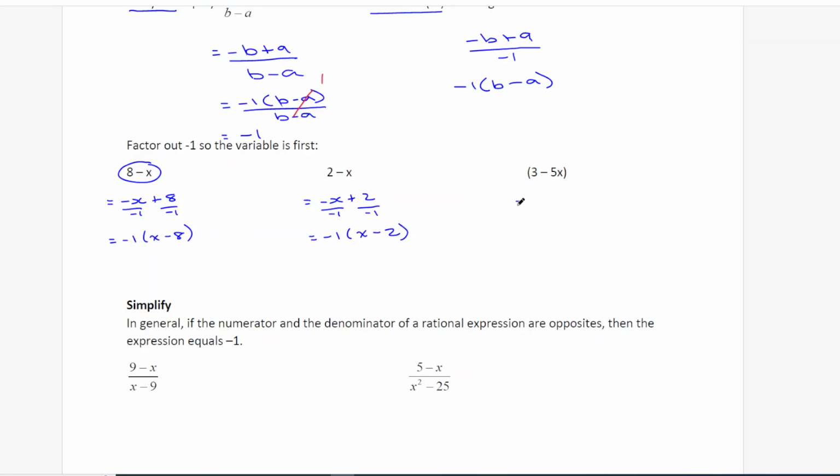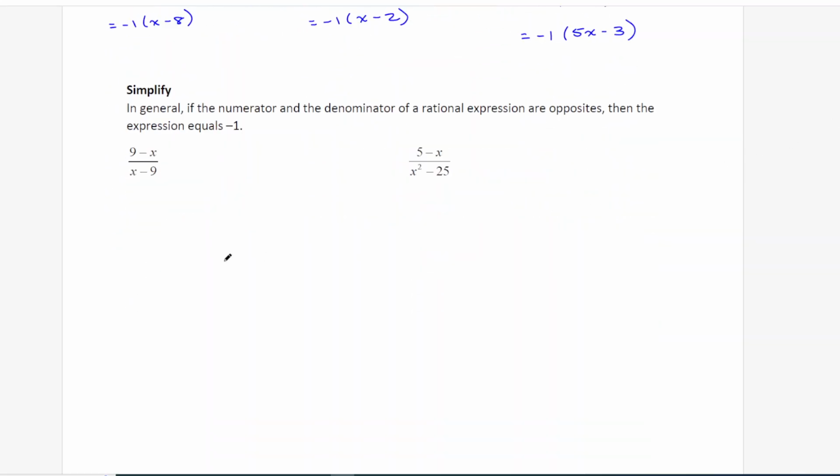For this one as well, right, we have 3 minus 5x, which we will write as negative 5x plus 3. So it's throwing me off that those brackets are there. I should just get rid of them. Again, we're going to greatest common factor out a negative 1. So the negative 1 is going to come out front, and I'll be left with positive 5x minus 3. So let's look at this in a practical application.